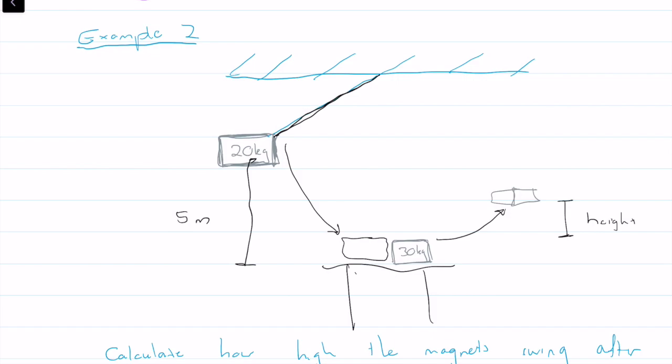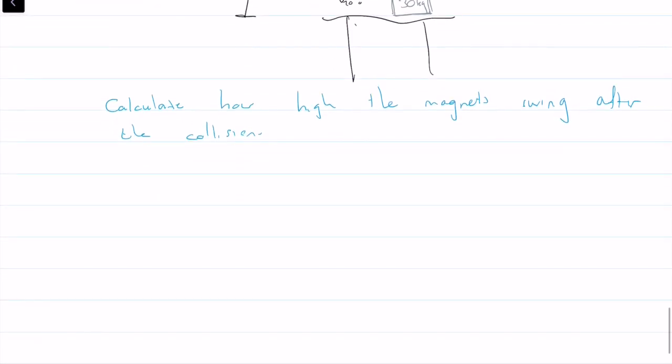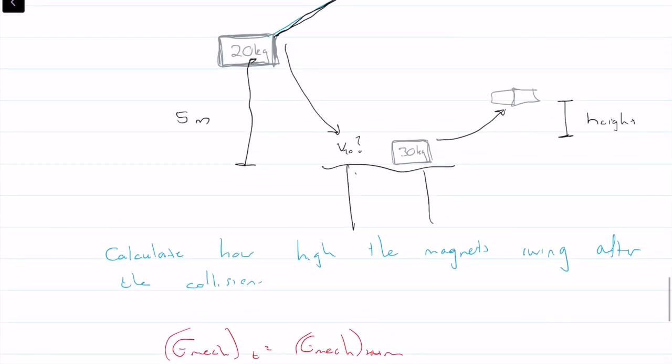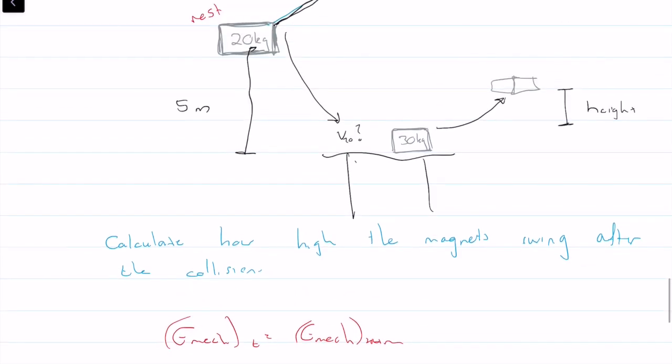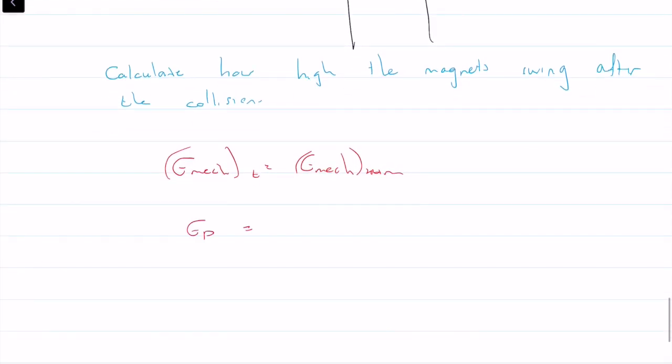So first of all, we need to know the velocity of the 20 kilogram magnet at the bottom. How are we going to do that? We are going to do conservation of mechanical energy. So E mech at the top is equal to E mech at the bottom. This is at rest at the top. I'm going to assume you guys are quite smart, so we know at the top there's only EP, and at the bottom there's no EP, and we're only left with EK. So mgh is equal to a half mv squared.